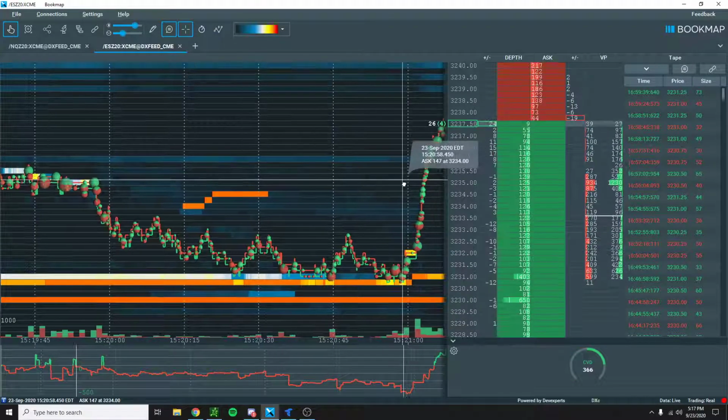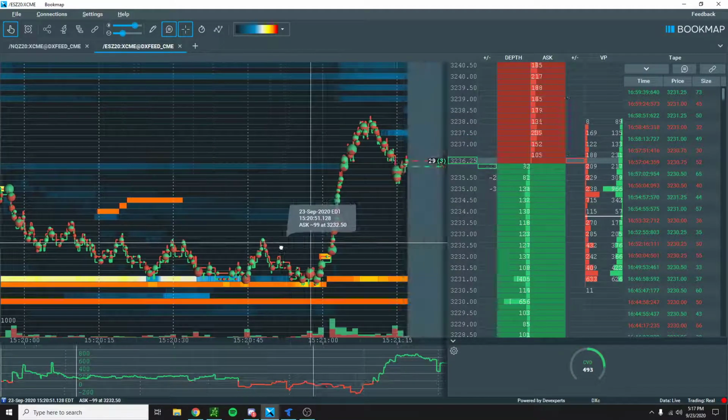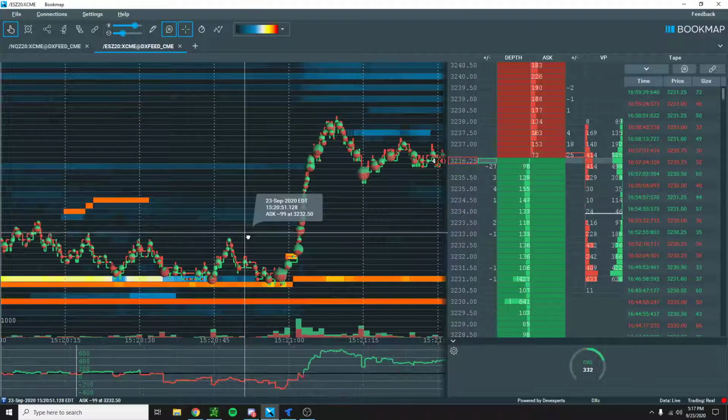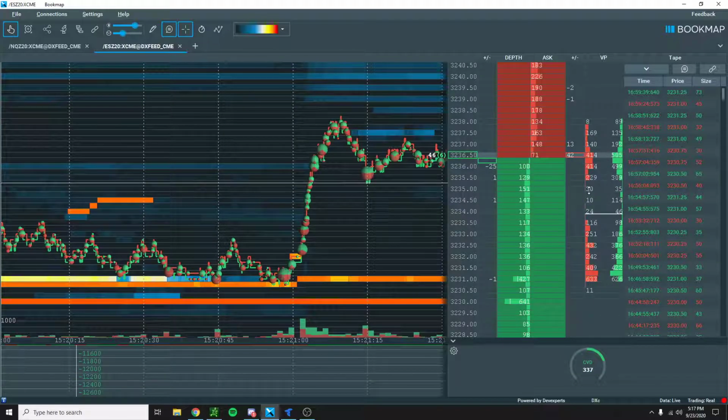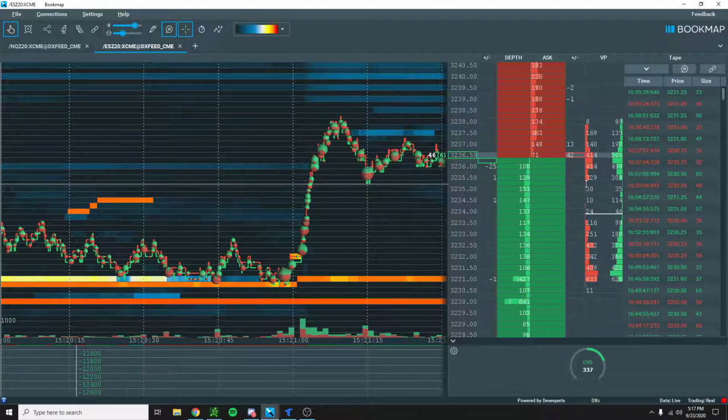Okay, now after, let's just skip through this. After this entire thing started happening, what do you see in the middle? What do you see in the volume here executed? This is volume actually executed. What do you guys see? It's like an imbalance, right?